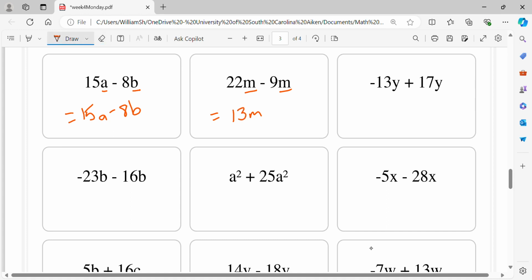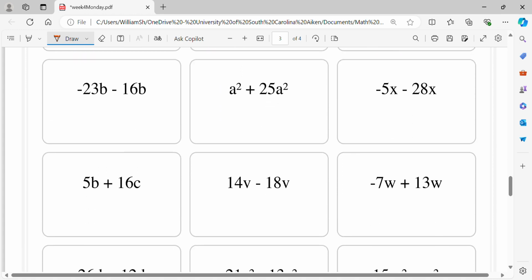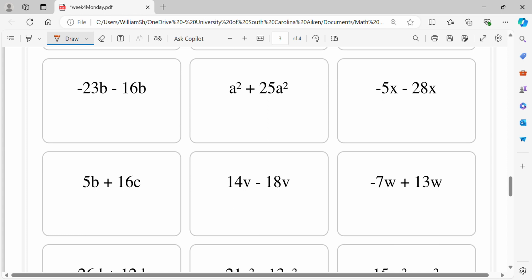Alright. Next up we have negative 13y plus 17y. This set does have like terms. Okay, so we're going to combine them. Negative 13 plus 17 is 4y. Very nice. Alright, up next I have negative 23b minus 16b. Okay, these do have like terms. Negative 23 minus 16 is going to give us negative 39b.